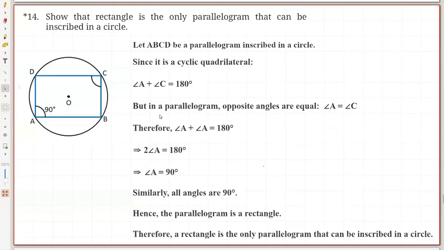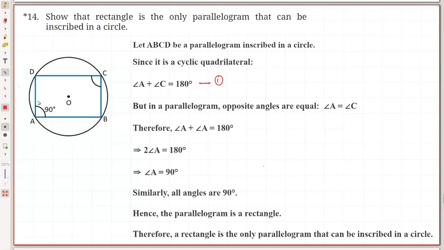So we are going to use two concepts. First, let ABCD be a parallelogram inscribed in a circle. Since it's a cyclic quadrilateral, we can say the sum of two opposite angles is equal to 180°. Angle A plus angle C is equal to 180°. I can take this as my first equation. Cyclic quadrilateral property: sum of two opposite angles is equal to 180°.